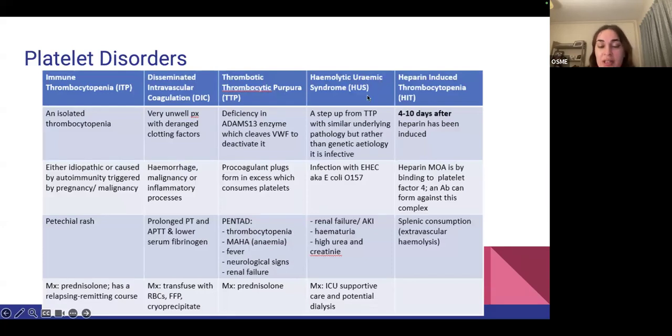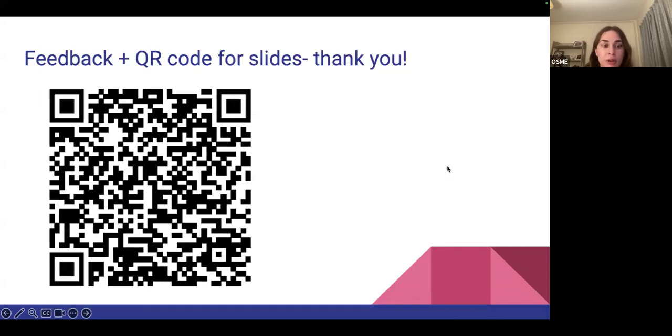Hemolytic uremic syndrome is the next step up. It can be seen as an infective etiology, and it's almost always associated with E. coli O157. And you'll see evidence of an AKI. They'll often give you the blood results. And then heparin-induced thrombocytopenia, I wouldn't really worry about for the exam.